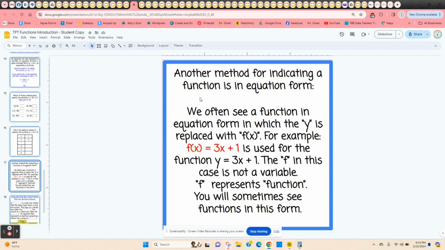And then it explains that there's another method for indicating a function. If we see an equation that looks like this, in place of y, they have f of x, which is f and then an x in parentheses. These are not variables. This just indicates that this equation is a function.